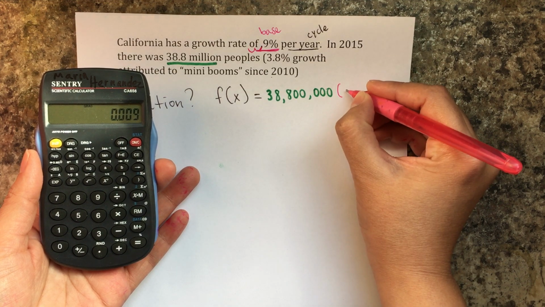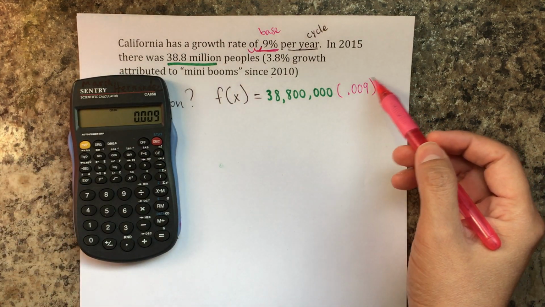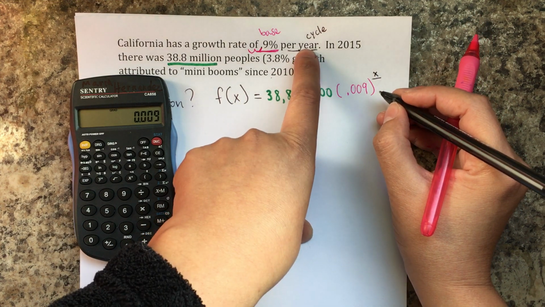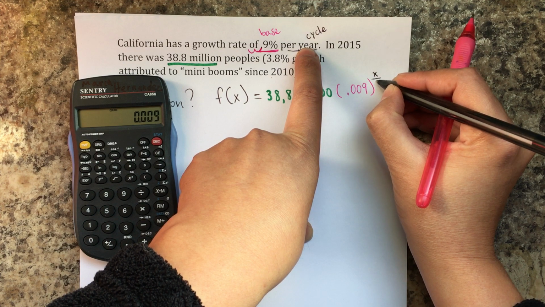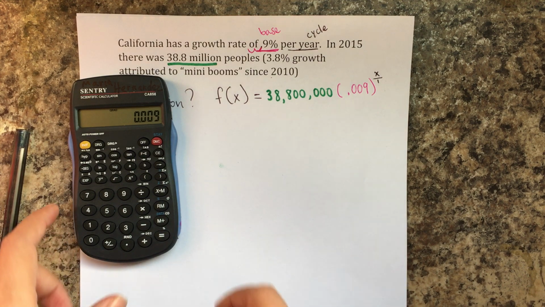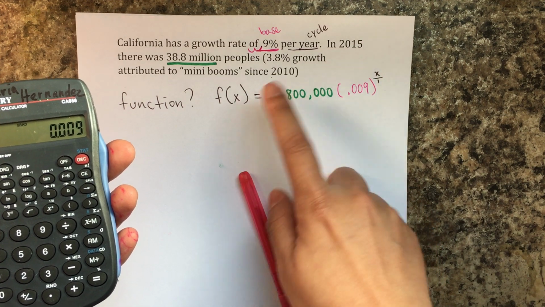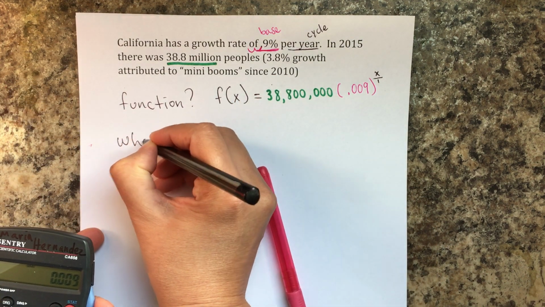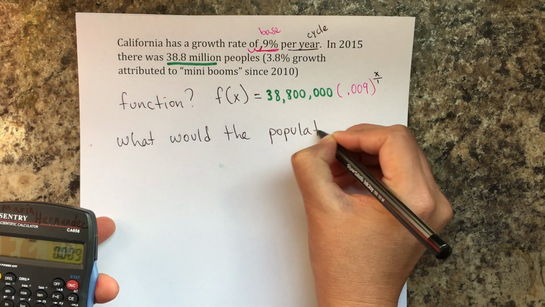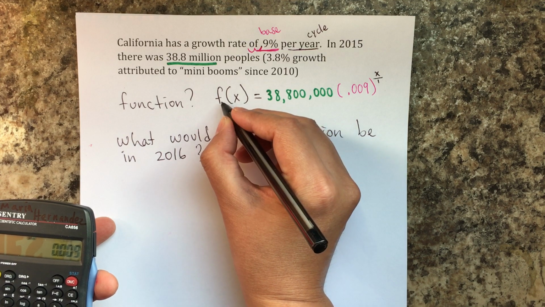Now, some people will say, oh, the base is 0.009. And remember that for the exponent, we will always use the same variable over the cycle. The cycle is every year, so we would put it over 1. In reality, we don't need that 1 in there, otherwise you're going to just be doing extra work if you include it. Okay, so what would we get if we multiply 38 million? Let's say that we want to know the population in 2016, 1 year later. So that's 1 year later, right? That will be f of 1.